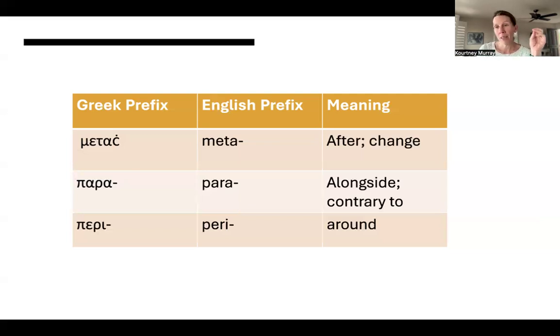But then peri, P-E-R-I, this one's pretty chill. It just means around. So we just saw this, right? Like periodontia is about around the teeth, right? When I see peri, I think of peristyle columns, which are columns that go around a building. So peri, P-E-R-I, is pretty straightforward. Para has a lot of different meanings.